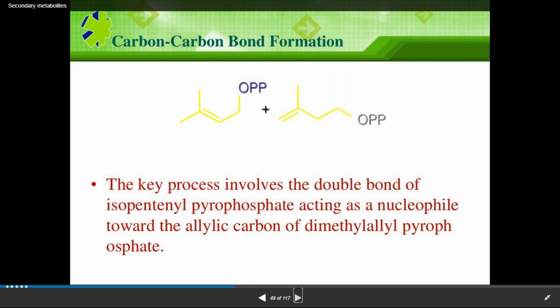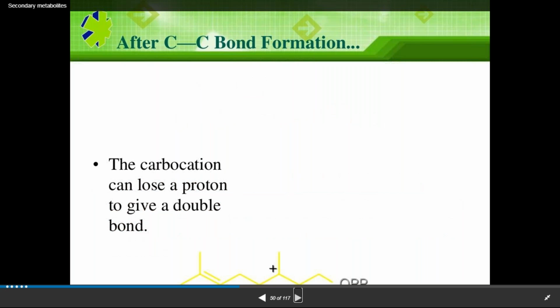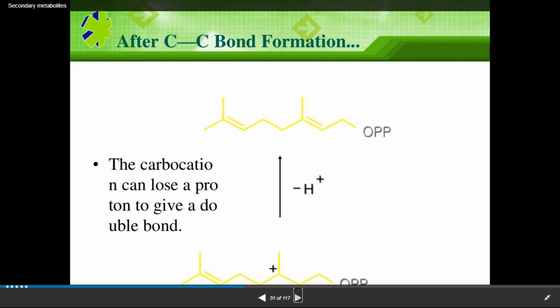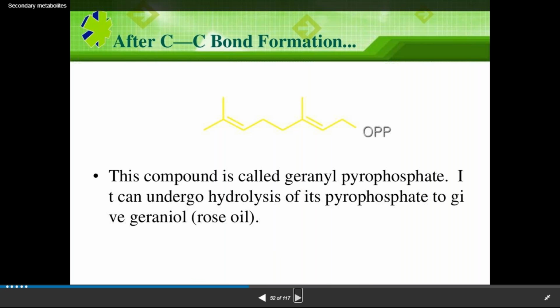And the carbon-carbon bond formation, we have discussed this also. The key process involves the double bond of isopentenyl pyrophosphate acting as a nucleophile towards the allylic carbon of dimethyl allyl pyrophosphate. So this will combine and a carbon-carbon bond is formed. And so here what happens, where you are seeing the plus group, a carbocation is formed, and this can lose a proton to give a double bond. So it will lose a proton to give a double bond. And that is how the next structure, geranyl pyrophosphate, occurs.